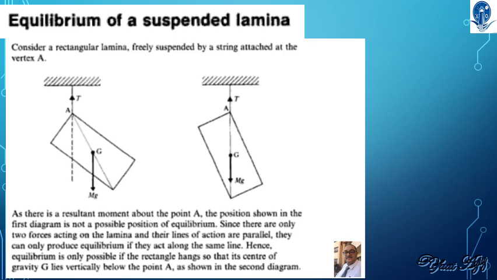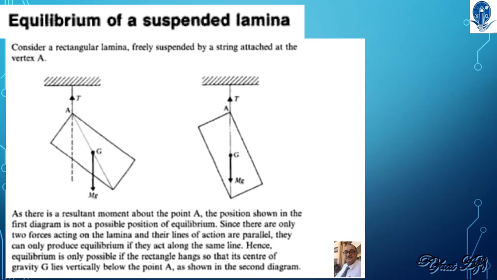Here, consider that this is a rectangle. What do you think? Which is in the equilibrium position, that figure or that figure? They are suspended from A to the ceiling. This is a light string with tension T. This is the point of hanging.